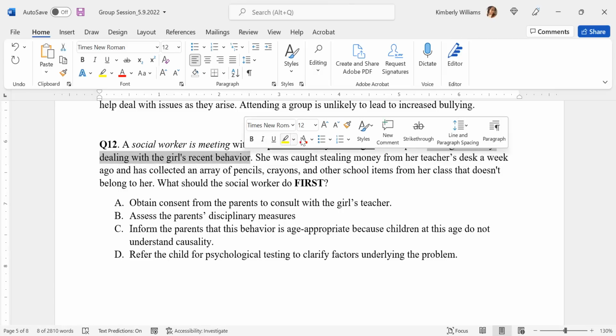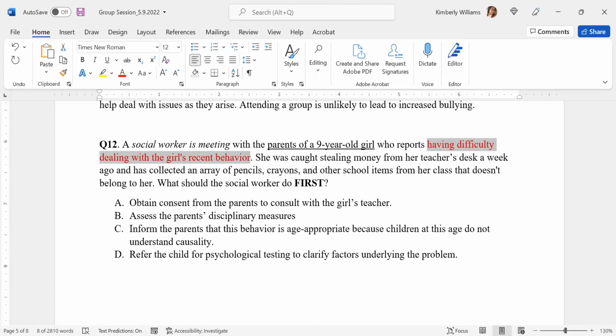All right, so what is the question asking of you? What the social worker should do first. Okay. So that means what's the most important thing you need to do? You're meeting with the parents of this 9-year-old girl who they're having difficulty dealing with. I would say, I'm sorry. Go ahead. No, you go ahead. I would say obtain consent from the parents to consult with the girl's teacher. Okay, so she already got her answer. Anybody, let's go to B. Anybody feel like we need to scratch A?